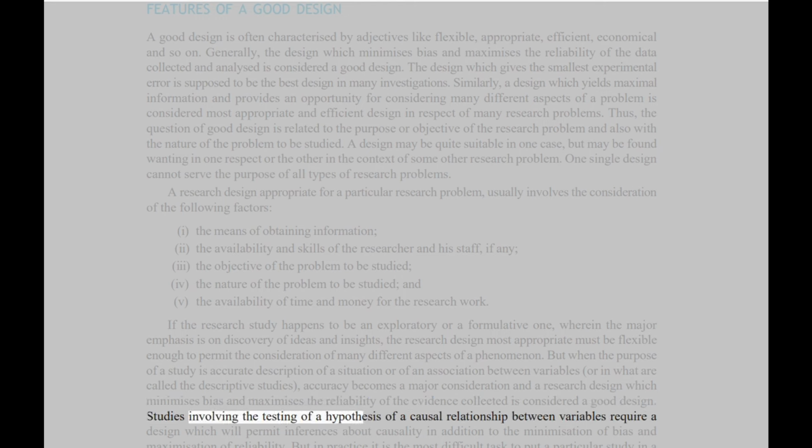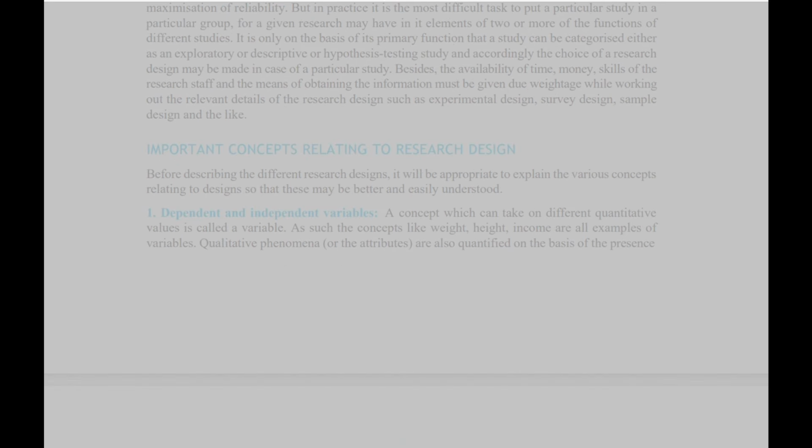Studies involving the testing of a hypothesis of a causal relationship between variables require a design which will permit inferences about causality in addition to the minimization of bias and maximization of reliability. But in practice, it is the most difficult task to put a particular study in a particular group. For a given research may have in it elements of two or more of the functions of different studies. It is only on the basis of its primary function that a study can be categorized either as an exploratory or descriptive or hypothesis testing study, and accordingly the choice of a research design may be made in case of a particular study.